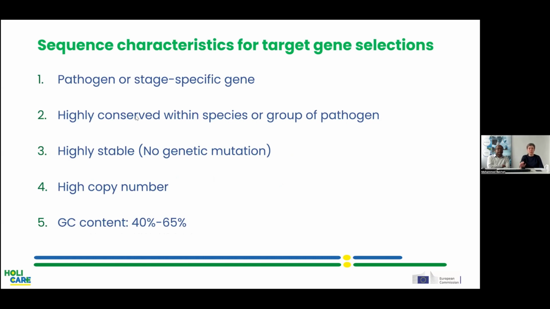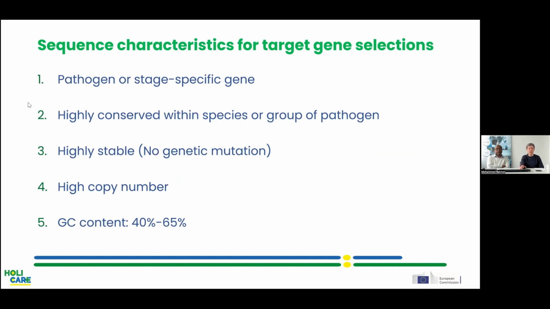First, it should be a pathogen specific or stage specific gene. This means a developmental stage, like in parasites, where you want to detect a parasite in a certain developmental stage. Second, the sequence should be highly conserved within the species of your interest, in case you want to develop an assay for a certain species, or for a group of pathogens, like Aspergillus species, or another group of pathogens.